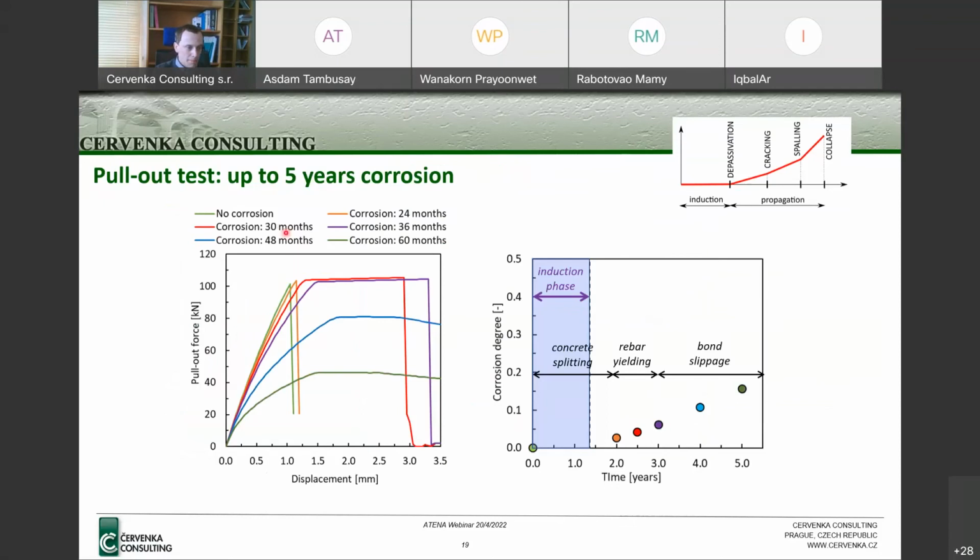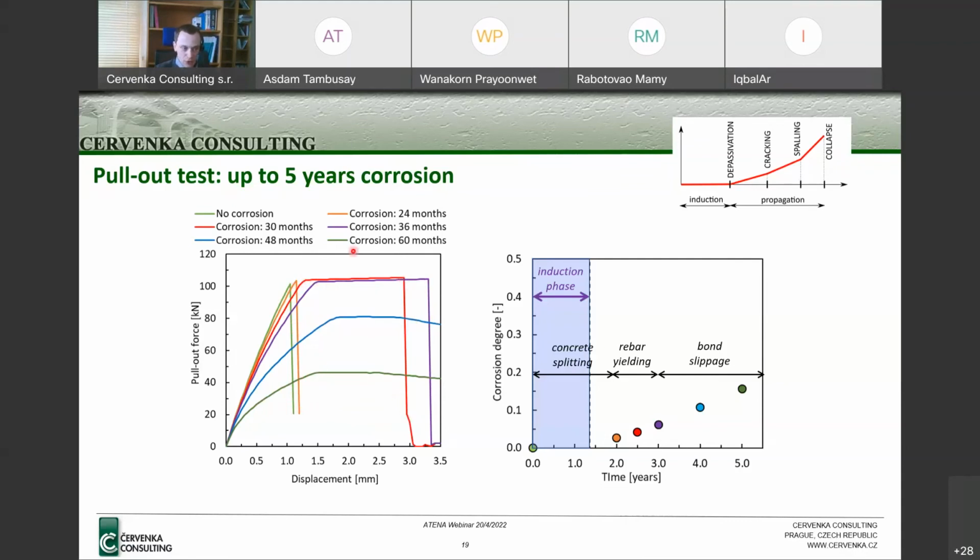Now I show some summary of more data. This shows the corrosion for 24, 30, 36, 48, and 60 months. The first two give the concrete splitting failure mode, and we can see typical load displacement diagrams for this type of failure. The other two show the reinforcement yielding and then rupture.